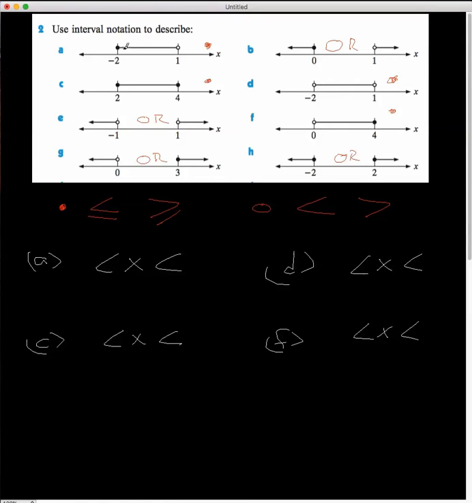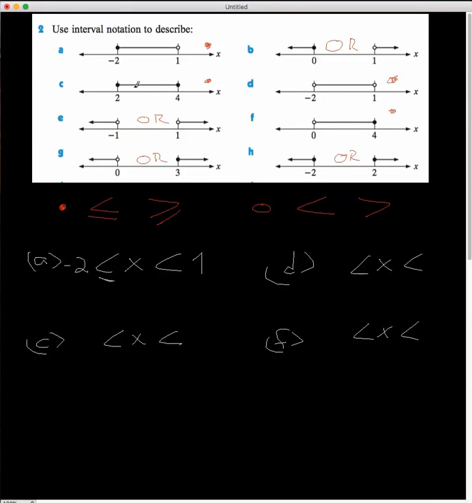So in this case, any number greater than -2, so x is greater than -2, but it's also equal because it has this dot. But x is less than 1. Okay, and that's all we have to do for our number line.